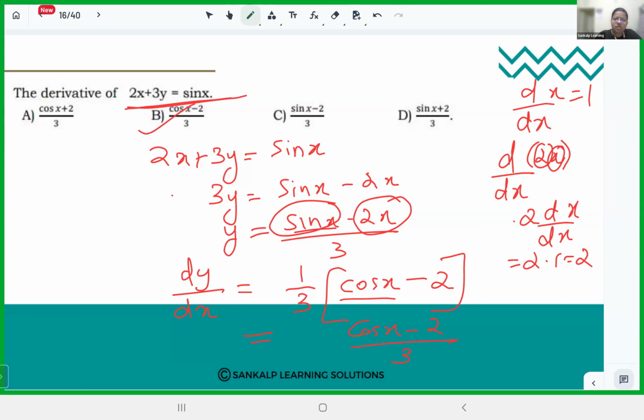Here also, this is actually an explicit function itself, because you can easily write y equal to some function of x. So this can be easily found using the method that we have followed till now, right?